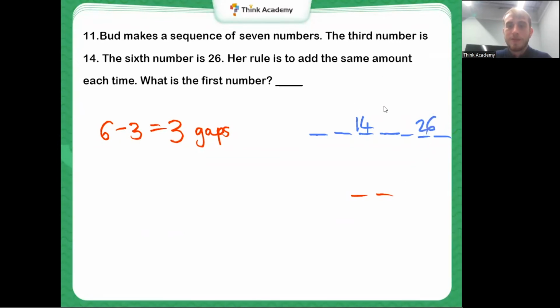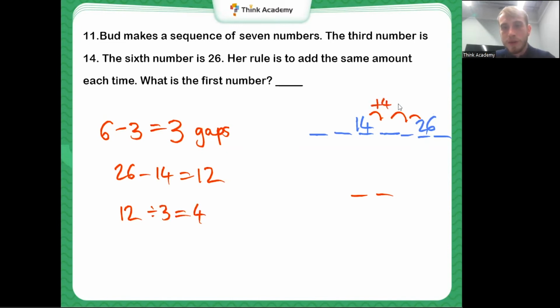If you want to know the difference between the 6th and the 3rd, you just need to subtract them. And you can see I've got 1, 2, 3 gaps. That makes up the difference of 26 minus 14, which is 12. Each gap or interval has to be evenly spread because the rule is to add the same amount each time. So I'm going to divide it into 3 equal groups, which tells me that each time you add 4. We can double check it: 18, 22, 26, we've got it.